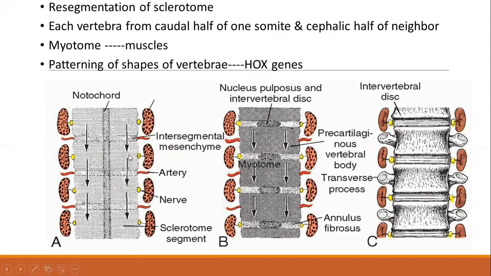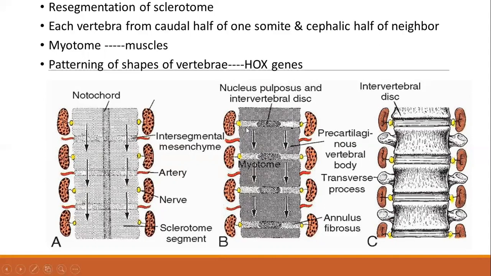But once this resegmentation process is completed and these vertebrae are formed by fusion, there is a change in the placement of these muscles, nerves, and vessels. Now the muscles and nerves lie between the two vertebrae, in the intervertebral region, while the vessels leave midway through the body of the vertebra, through the intervertebral foramina. So the process of resegmentation results in a change in the placement of muscles, nerves, and vessels.